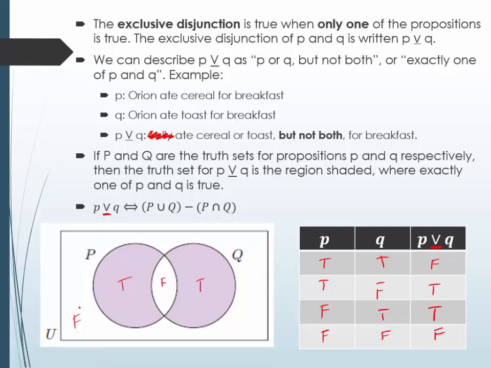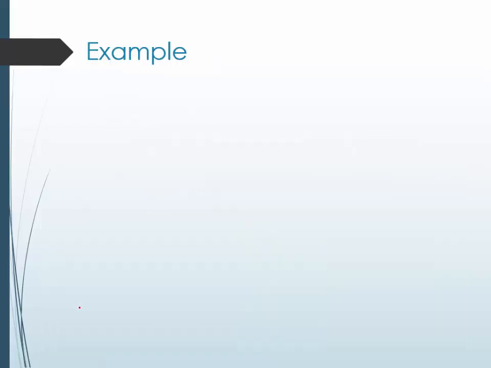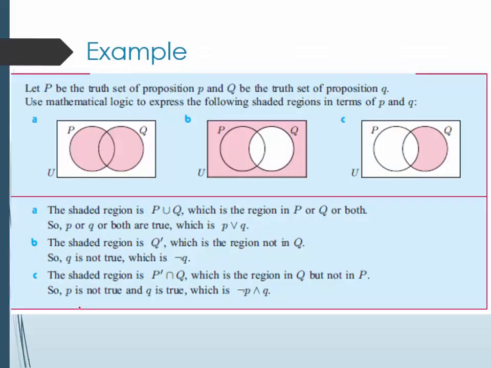Okay? All right. So that's how the Venn diagram is associated with it. Moving on. So we have this example here. Let P be the truth set of the proposition P and Q be the truth set of the proposition Q. Use mathematical logic to express the following shaded region in terms of P and Q. So for instance, this one says we have both of these going on. Okay? So that would be P ∨ Q.